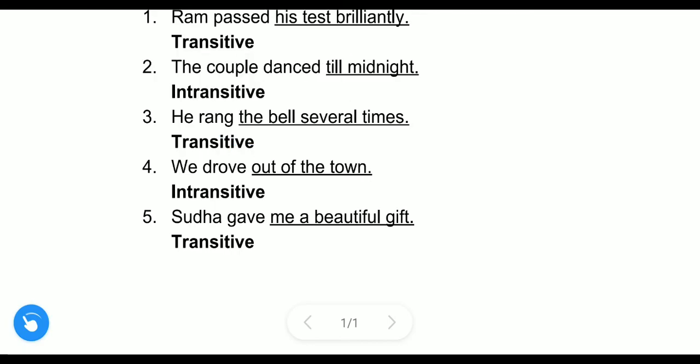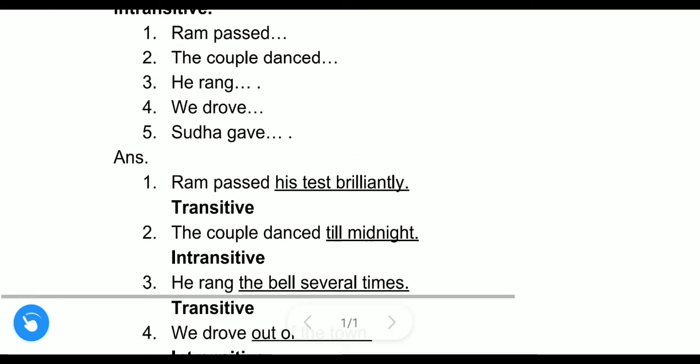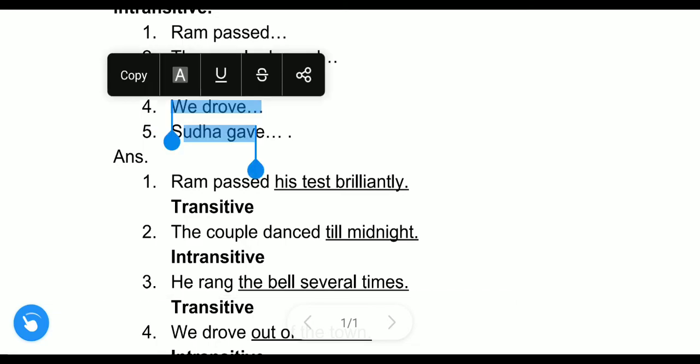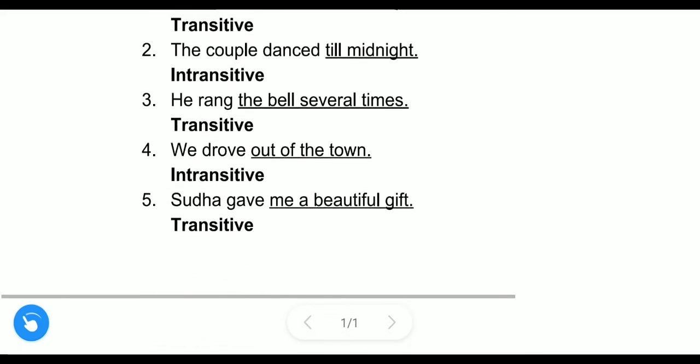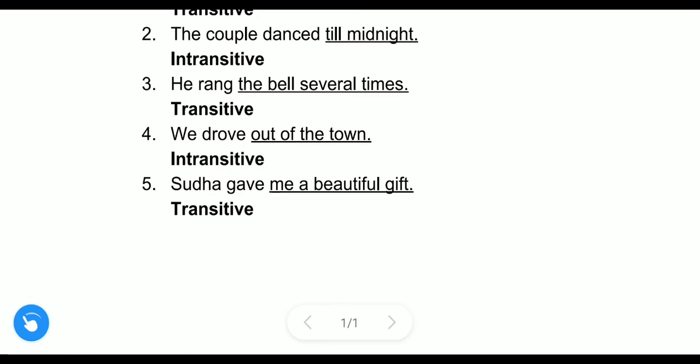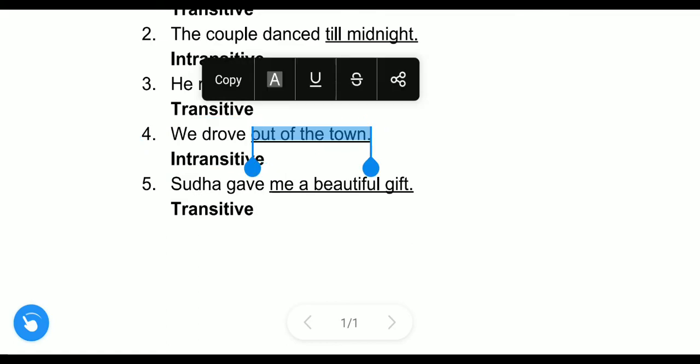Let us discuss the next example. See, we drove. Okay, drove is the past tense of what? Drive. So we drove. How will you complete this sentence? See, here I have completed it. We drove out of the town. Okay, so the sentence is completed.